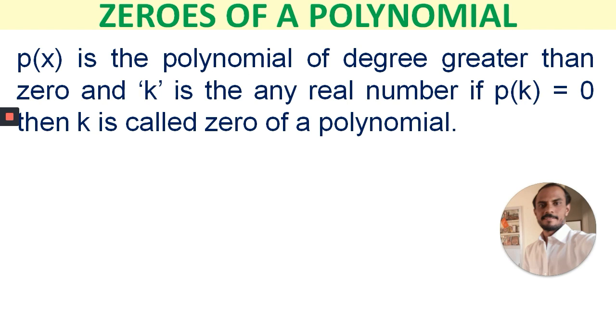If P of k is equal to 0, where k is any real number or constant, not only real, it may sometimes be a variable also. K is a constant. If P of k is equal to 0, that k constant is substituted, replacing the variable. I put that constant value in, and if P of k is equal to 0, then k is called a zero of a polynomial.